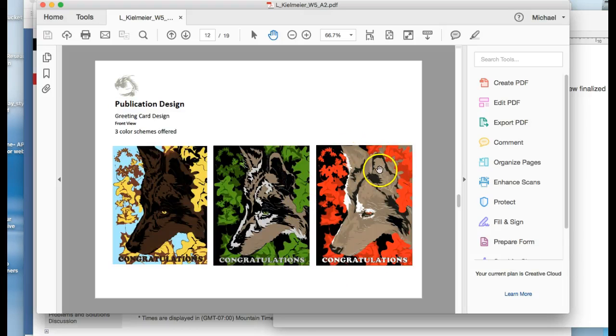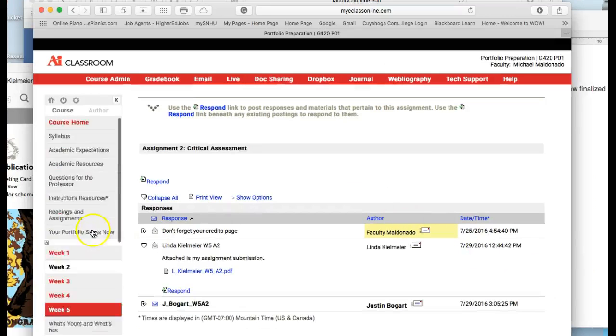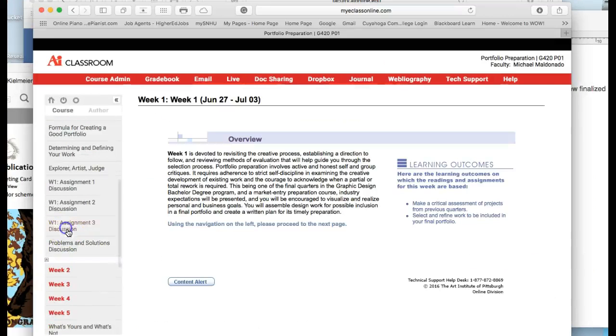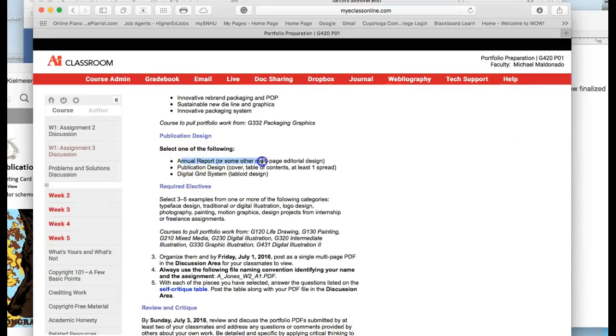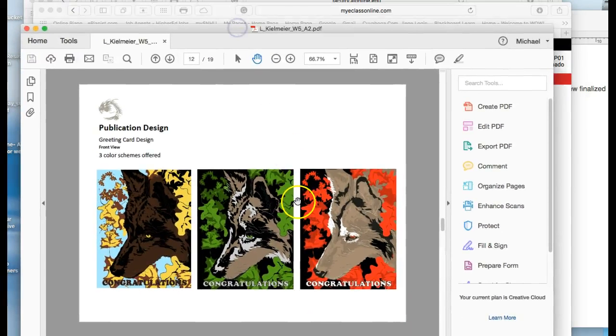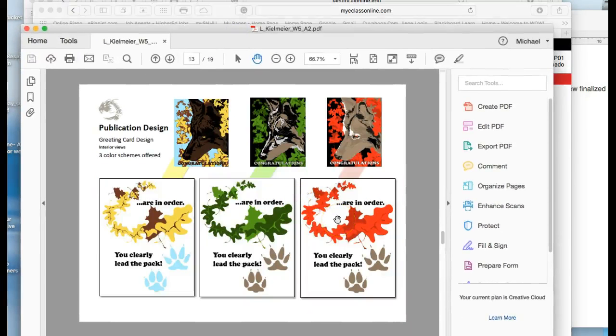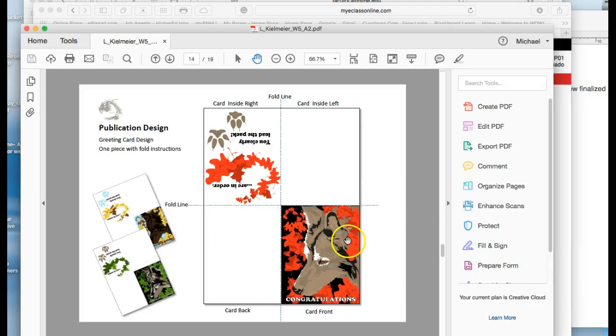Publication design, this won't work because it's not multi-page. And if we jump back to assignment 3, and we look at publication design, it has to be an annual report or some other multi-page editorial design, publication design, cover, table of contents, and at least one spread, or a digital grid system. That would be a tablet, like an 11 by 17 newsletter or something. And the idea is to show a grid and a continuous flow of editorial text. So you're going to have to get together. Okay, if you have any questions on that, again, get with me.